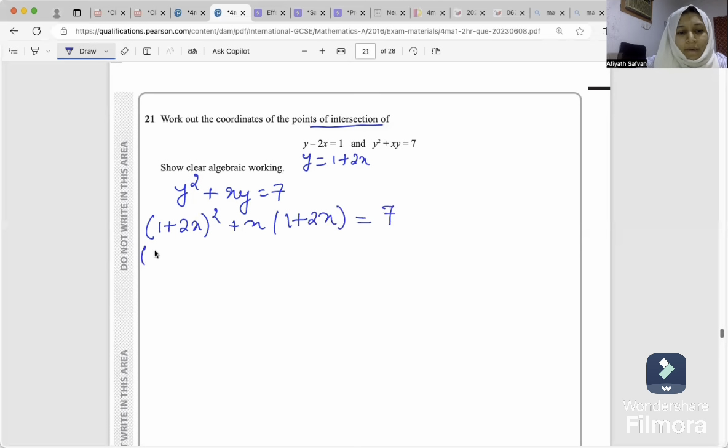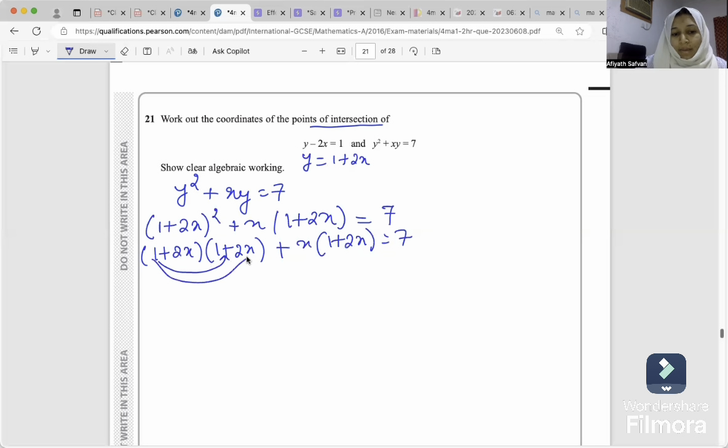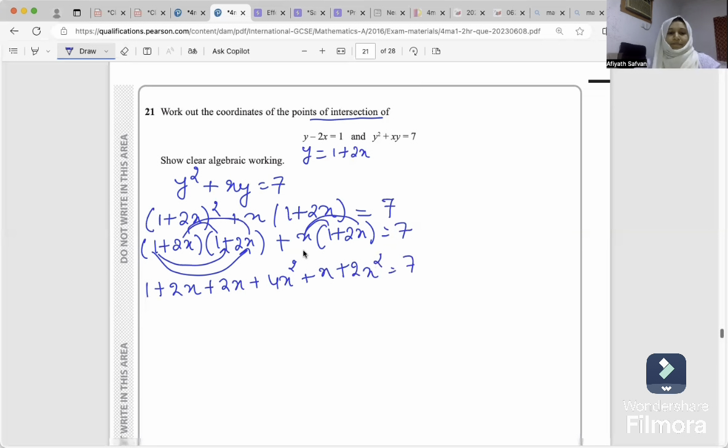Now just open up the bracket by writing them 2 times. (1 plus 2x) into (1 plus 2x) plus x into (1 plus 2x), which is going to be 7. Therefore, multiply the bracket by the bracket, all the elements. 1 into 1, 1, 1 into 2x, 2x, plus 2x into 1, 2x, plus 2x into 2x, it becomes 4x squared. This into this and then this into this. Plus x plus, just open up the bracket, x plus 2x squared, which is going to be 7.